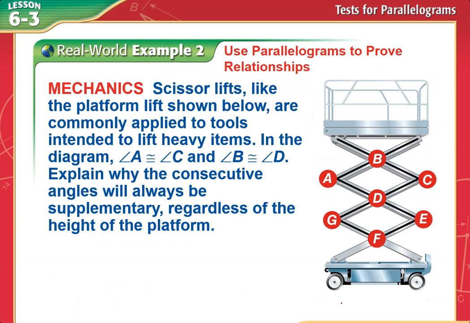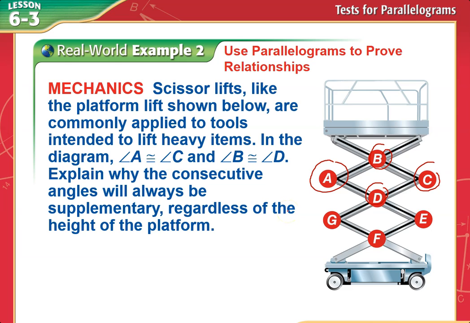Scissor lifts, like the platform lift shown to the right, are commonly applied to tools intended to lift heavy items. In the diagram, angle A is congruent to angle C, and angle B is congruent to angle D. Explain why the consecutive angles will always be supplementary regardless of the height of the platform.